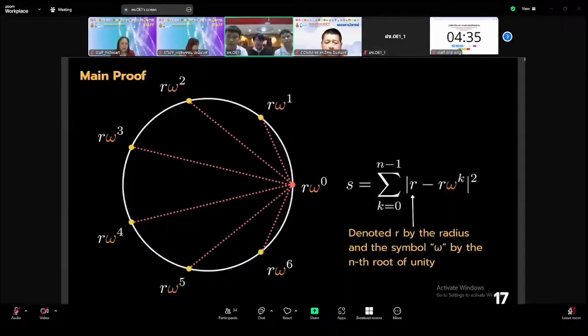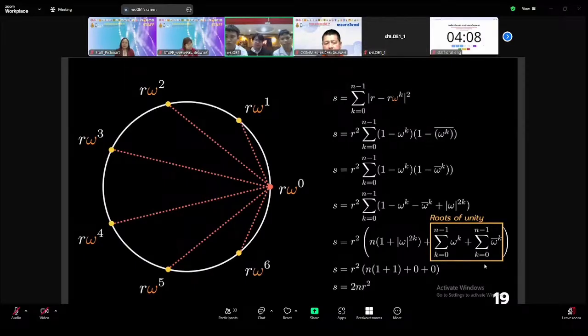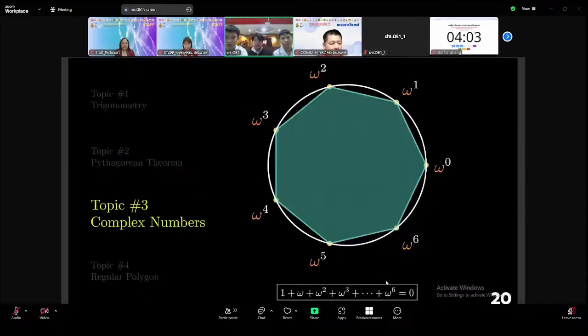And for the main proof, let me begin with the first case. We use the earlier strategy in order to define the complex number for each point, and we write s as the sum of the squares of the lengths of the line segments here, as s can be derived in the form of this complex number formula. And we need to expand this by using lemma 1, that c times c bar is equal to the modulus of c squared. And we need to use the property of the roots of unity that they sum to 0 in order to evaluate s in the form of 2nr squared.